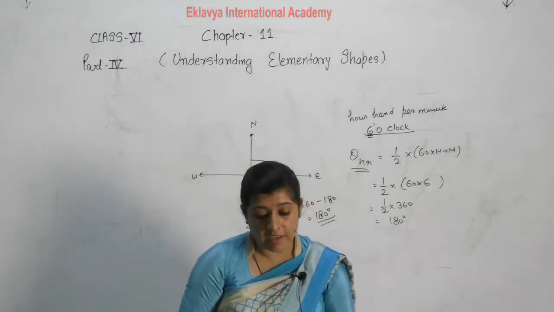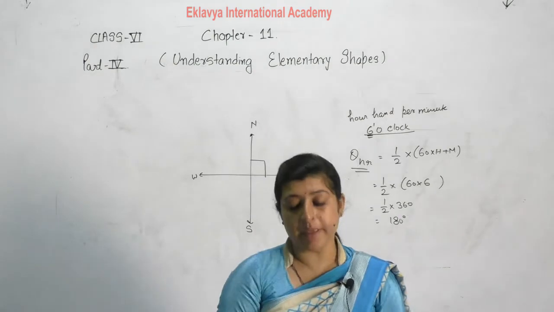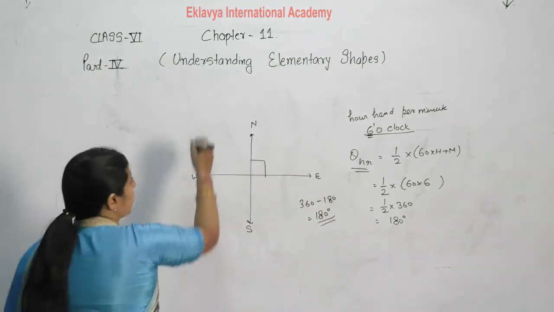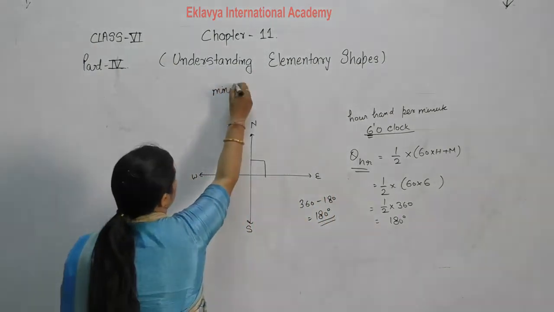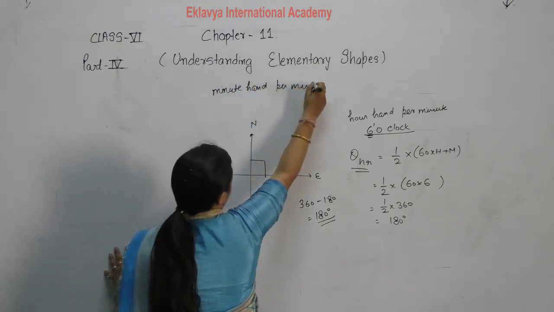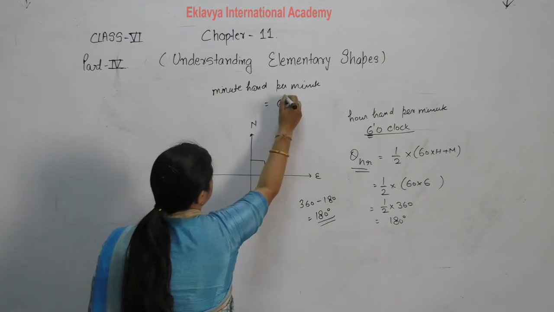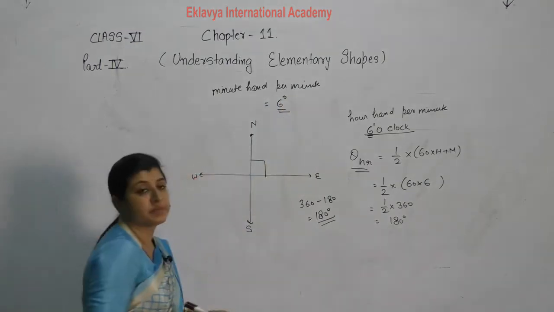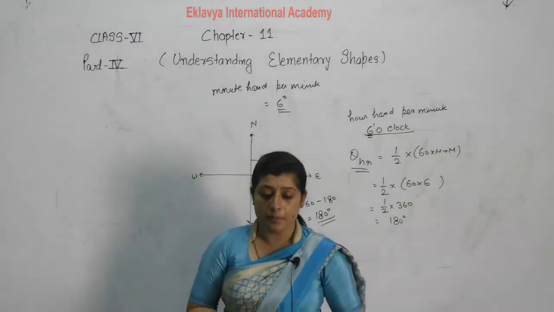Measure of the angle when the minute hand moves by 1 minute is equal to, what is the angle value per minute? The minute hand makes 6 degrees per minute.